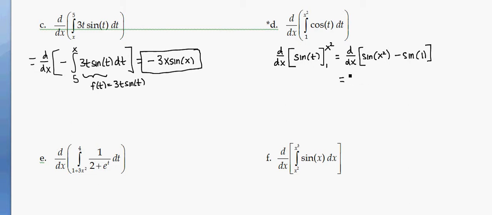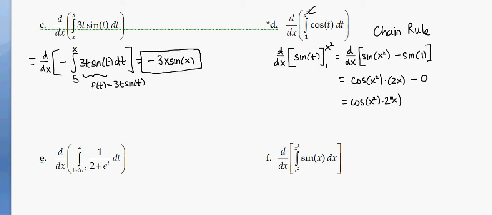So when we go to take the derivative of this, chain rule is going to pop up. Chain rule is going to be key when we have some sort of function in our upper bound instead of just an x. So what's going to happen when we take the derivative of sine of a function? Well, chain rule says it's going to be cosine of that function, but then times the derivative of that inside function. So the derivative of x squared is 2x. Now, the derivative of this constant still goes to 0. So we're just left with cosine of x squared times 2x.